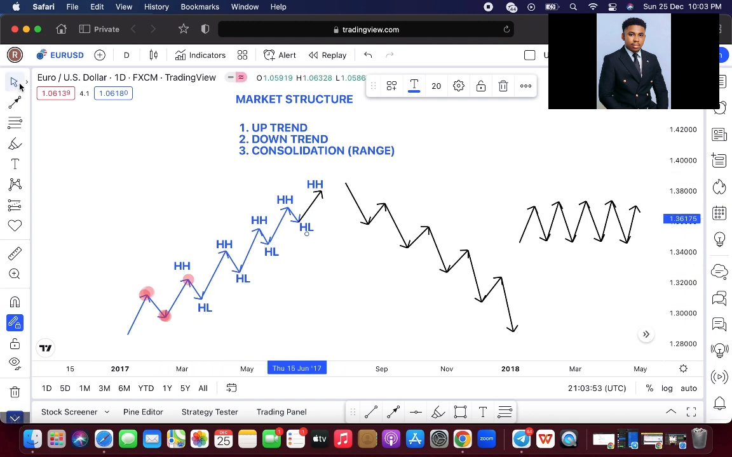Okay, and that's because the market does not move in a straight line. It moves kind of like a step. It keeps going up and down, but the overall movement of the market is towards the upside in an uptrend. Okay, so I hope you understand that now.